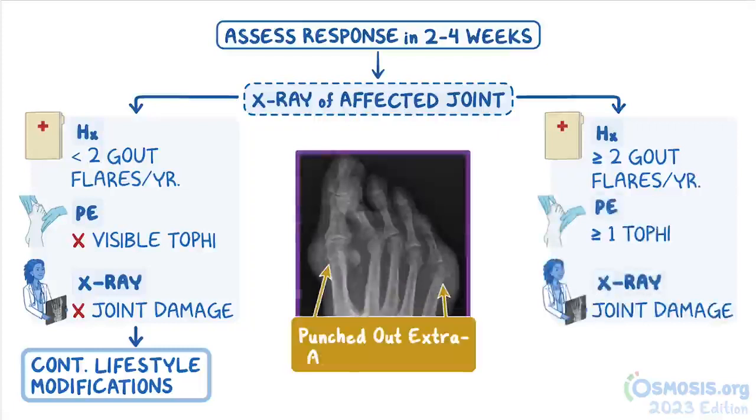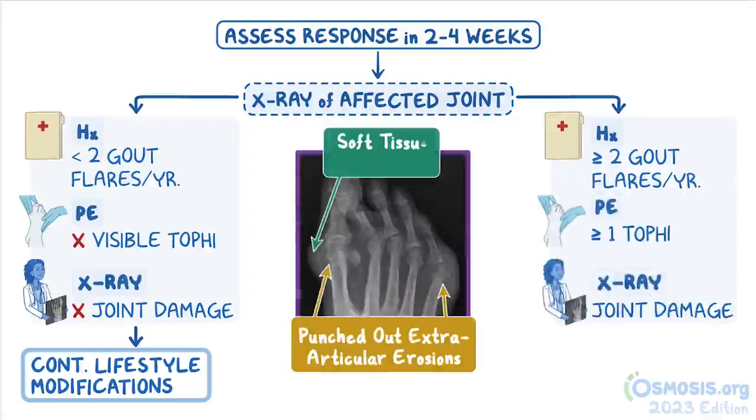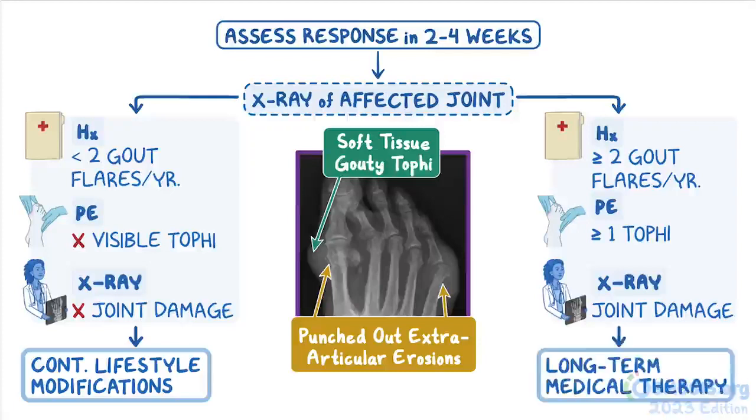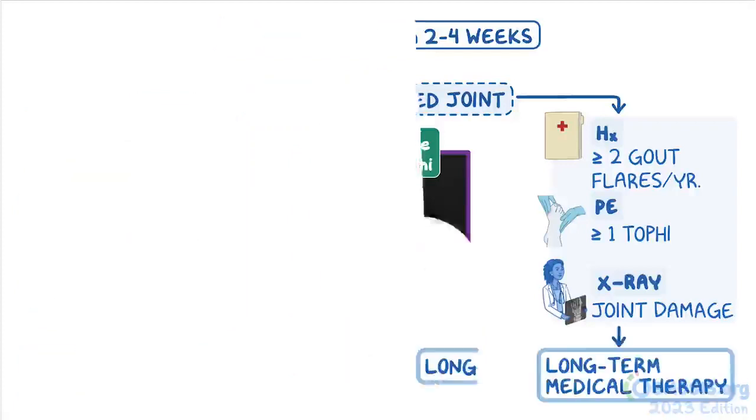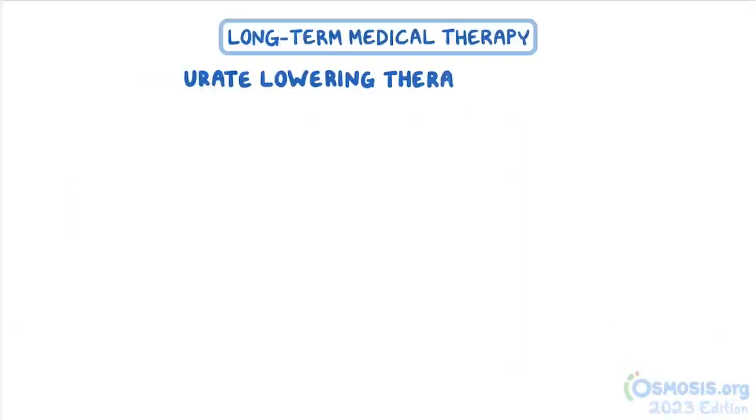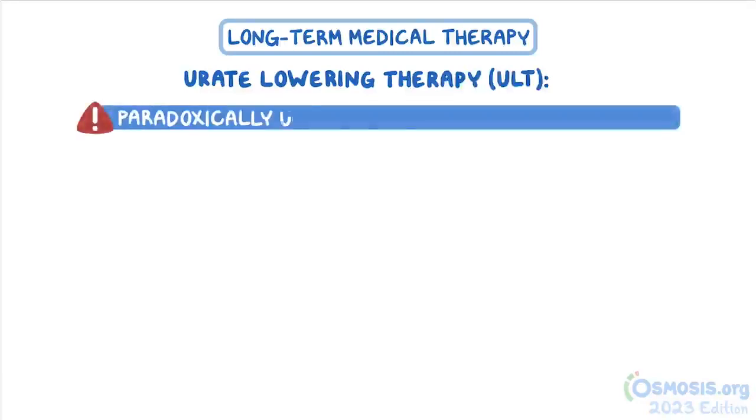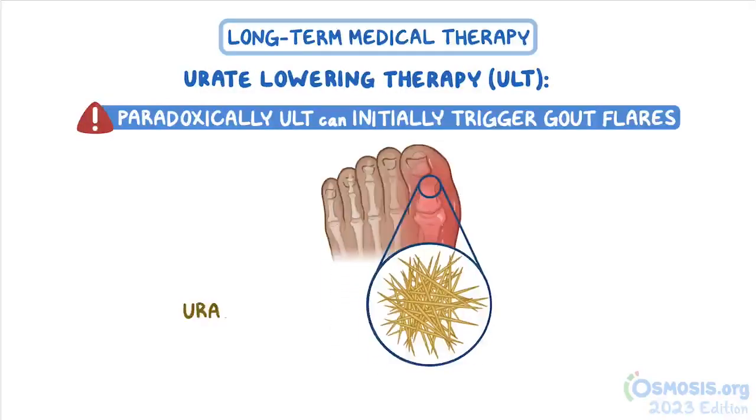Next, counsel your patient on non-pharmacologic treatment options like resting the affected joint and applying topical ice packs. Finally, be sure to encourage lifestyle modifications such as optimizing treatment of comorbid conditions like diabetes and hypertension, maintaining a healthy BMI, as well as minimizing alcohol use and consumption of purine-rich foods.